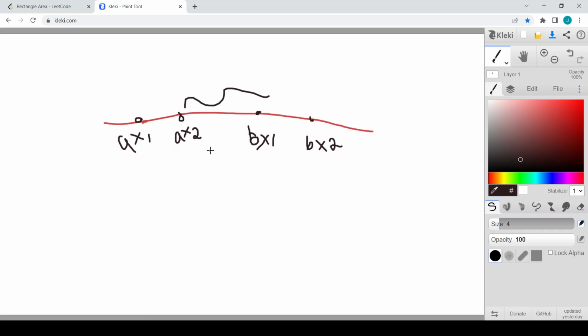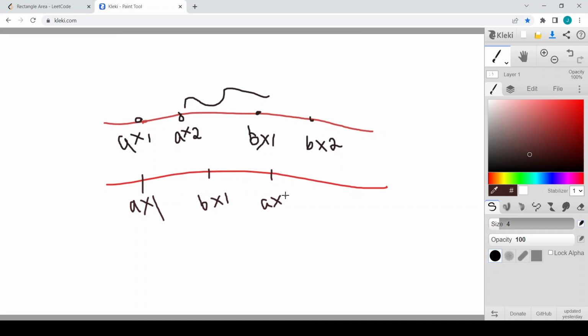So how can we find if there is an overlap? If there is a line like this, and we have ax1 here, and we have all the possible variations, like some bx1 here, and let's say ax2 ends here, and bx2 ends here. As you can see, there is an overlap here. If there is an overlap in this case, how can we find it? The overlap is nothing but this distance.